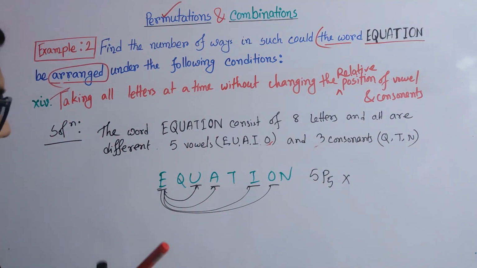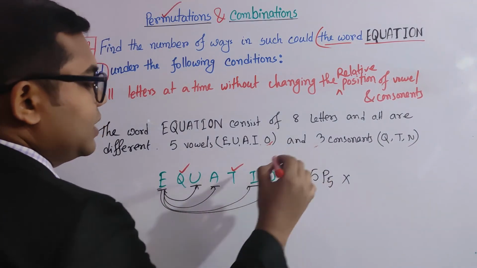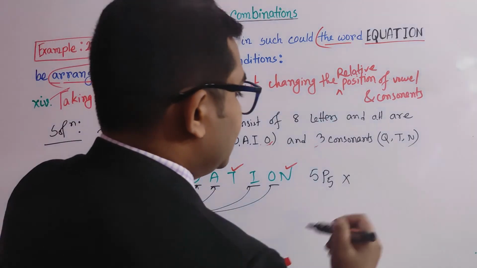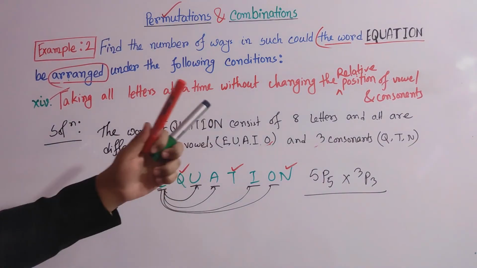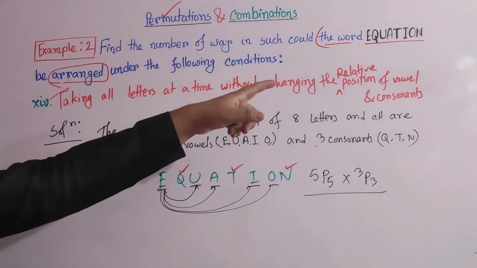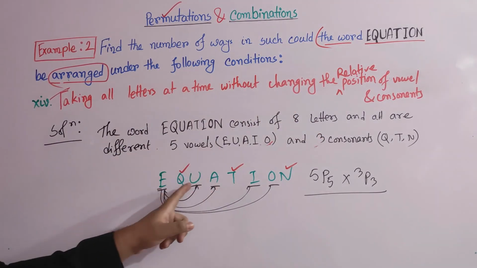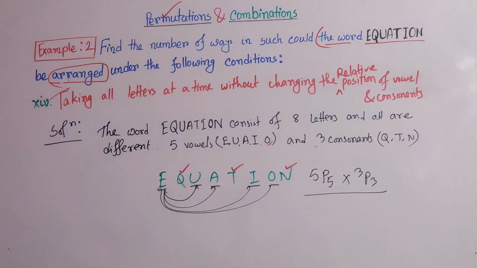Similarly, the same work applies to the consonants. The consonants have 3 options, so it is 3P3. That's the answer. Without changing the relative position of vowels and consonants, they will just be replaced among themselves. So 5P5 into 3P3 will be the answer.